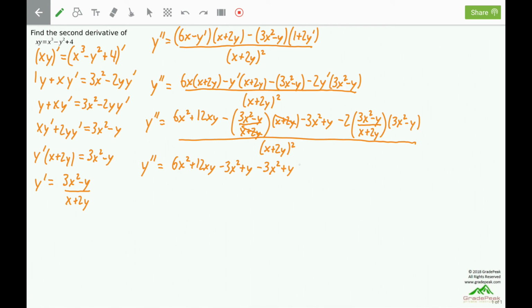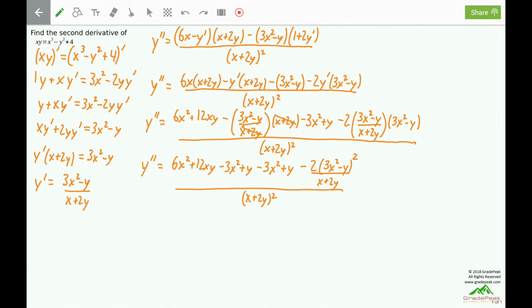And then we have the last term, which is a minus 2 times (3x squared minus y) times another (3x squared minus y), so that means it's quantity squared, and then all over x plus 2y. This entire thing divided by (x plus 2y) squared.